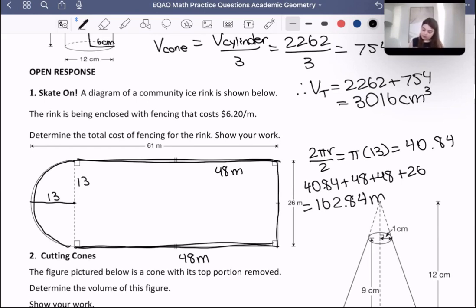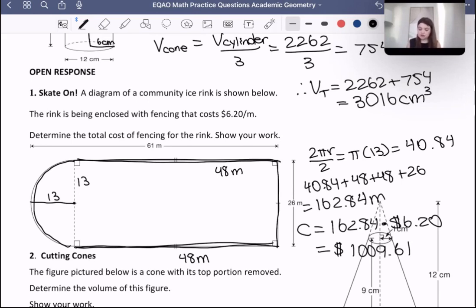So to find the cost would be 162.84 times $6.20 for each meter, which is in total going to be $1,009.61. And so the total cost of fencing for the rink would be $1,009.61. Very good.